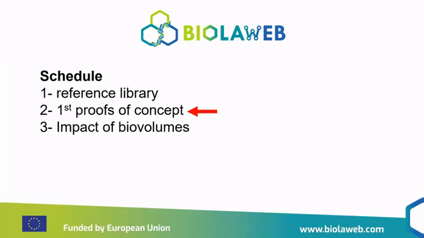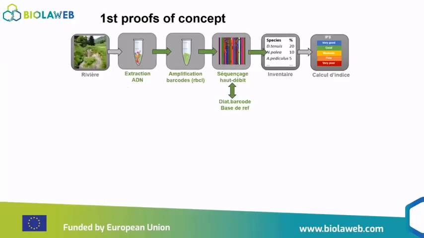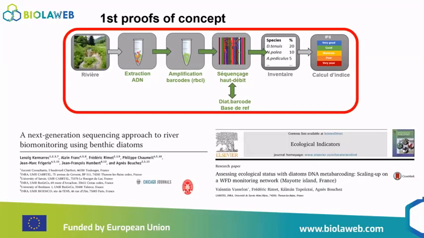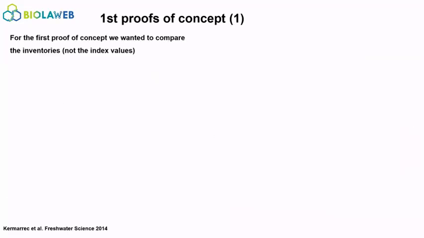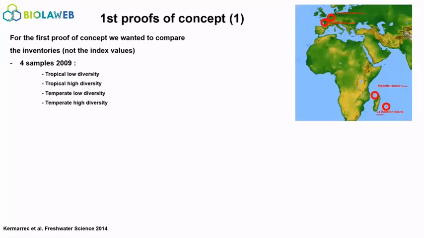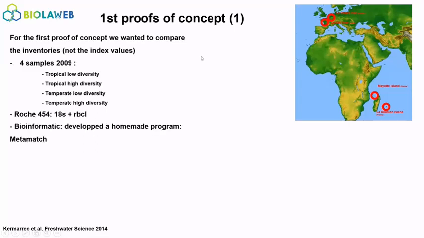So the first proof of concept. Sorry, I was too long. The first proof of concept we carried out with Lenaïg Kermarrec on 4 samples that you can see here. And we wanted to have a large diversity of samples. We made a 454, sorry.